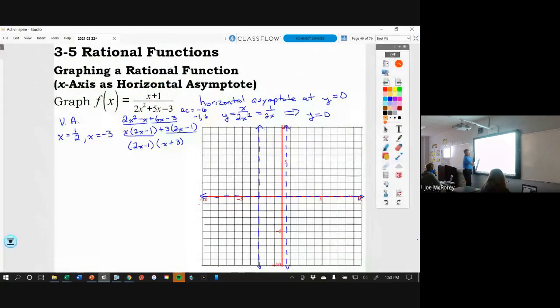So let's find the y-intercept. The y-intercept is found by figuring out what f of 0 is. If I plug 0 into this, I get 0 plus 1 divided by 0 plus 0 minus 3, which is negative 1/3. That is the point (0, -1/3).